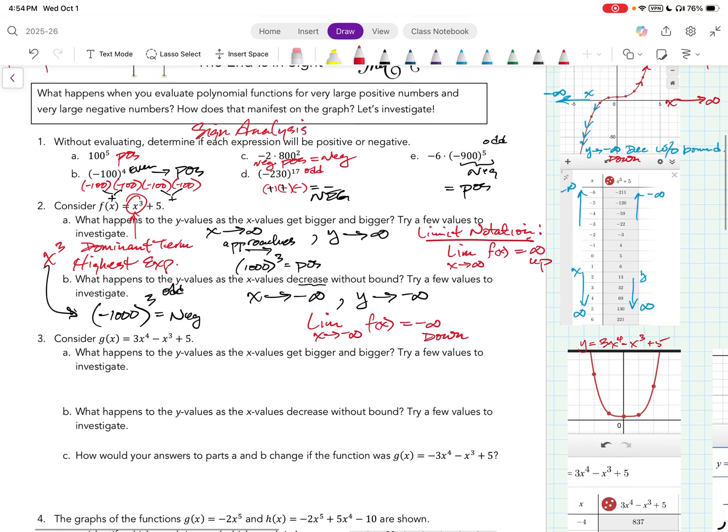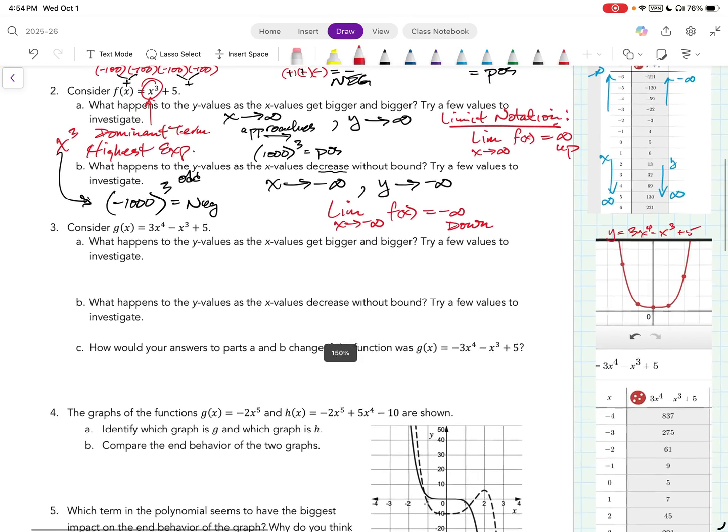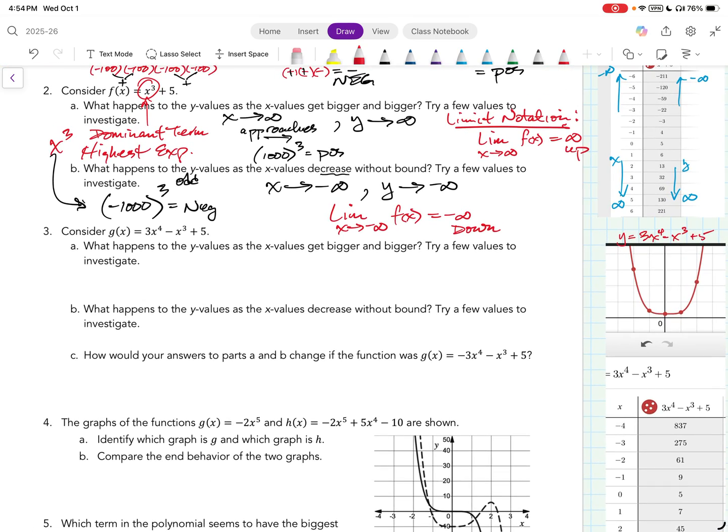And what's cool about this is that you can just look at the dominant term of the polynomial. Okay, so given number 3, g of x here, let's take a look at it. The dominant term is the one with the highest degree, so 3x to the fourth. And when x gets large, that minus x cubed plus 5 really doesn't have much effect.